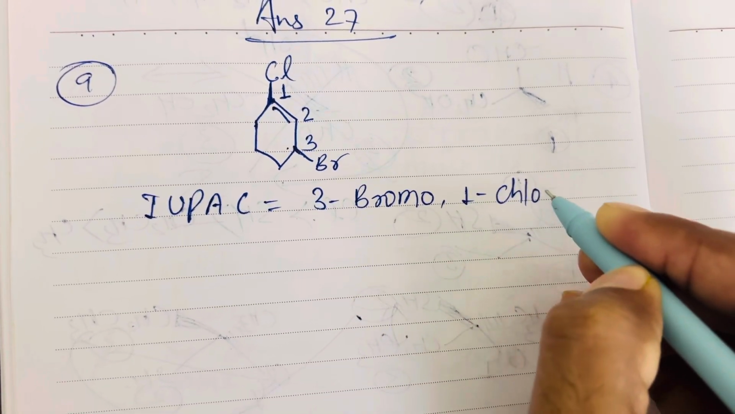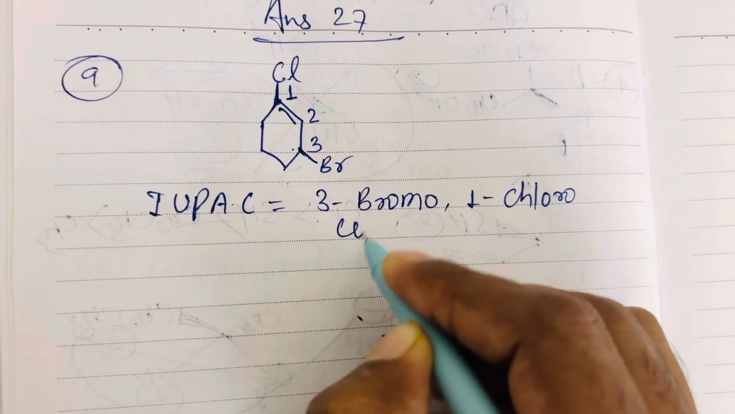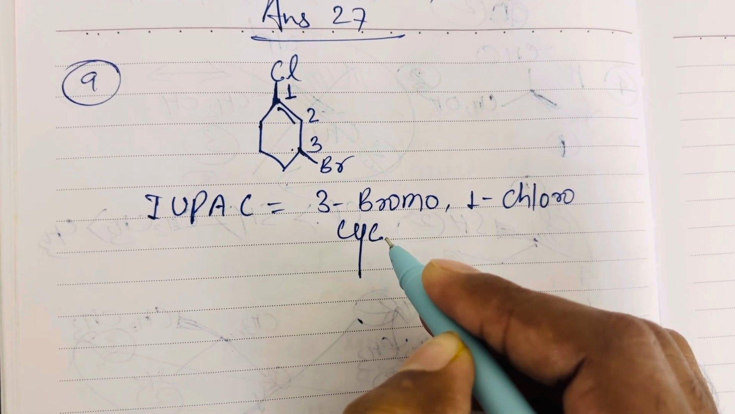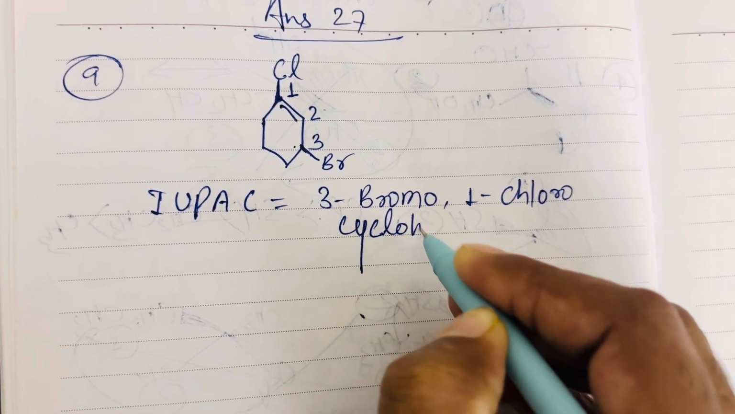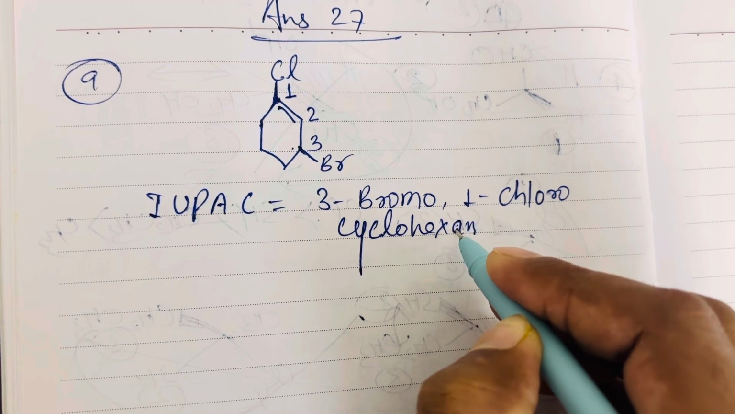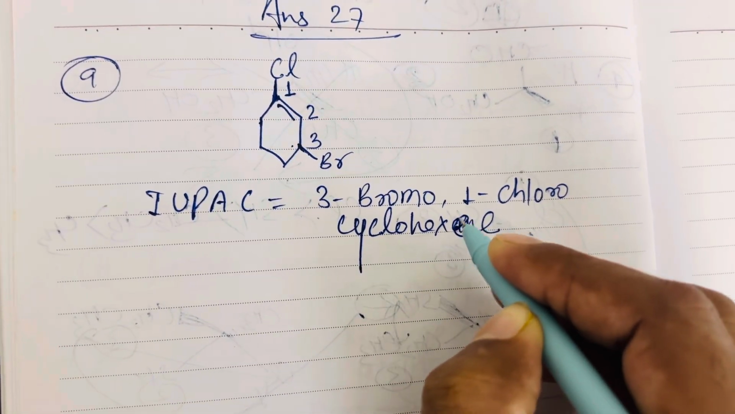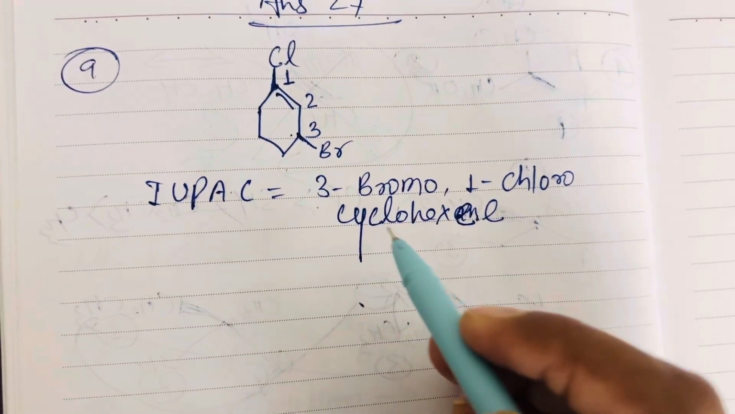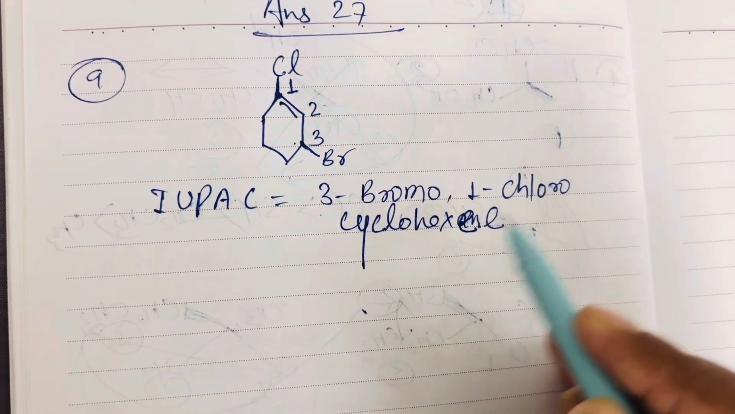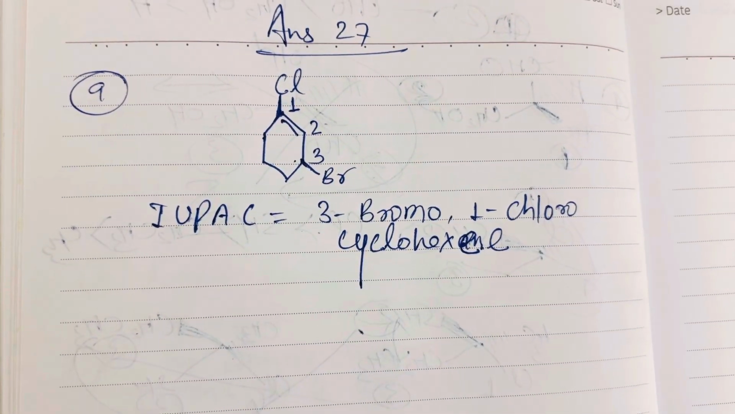1-chloro, cyclohexane, hex-1-ene, yes, cyclohexene, because a double bond is present. So the name of the compound will be 3-bromo-1-chloro-cyclohexene. See the second question.